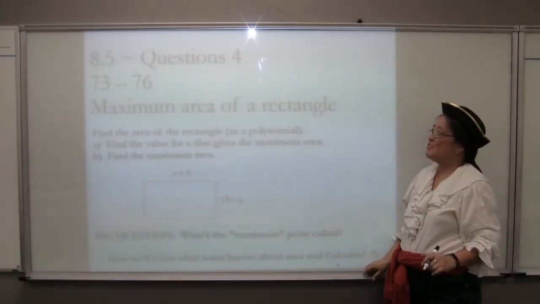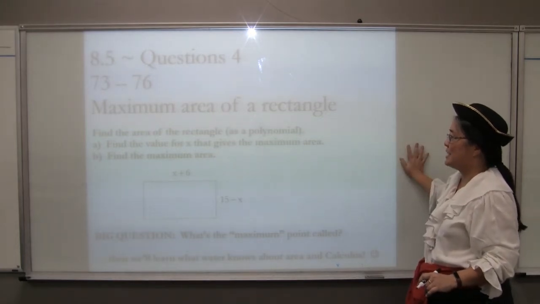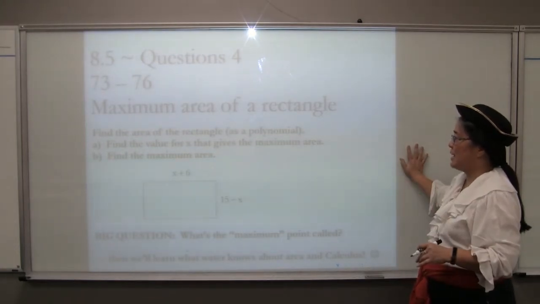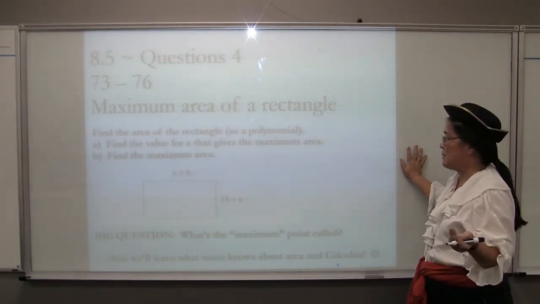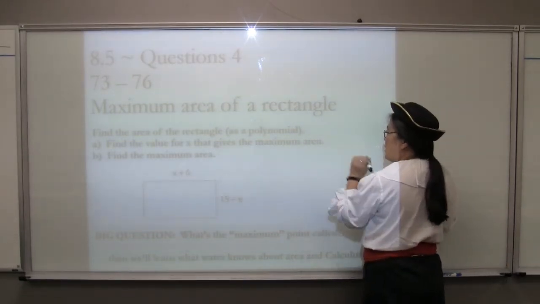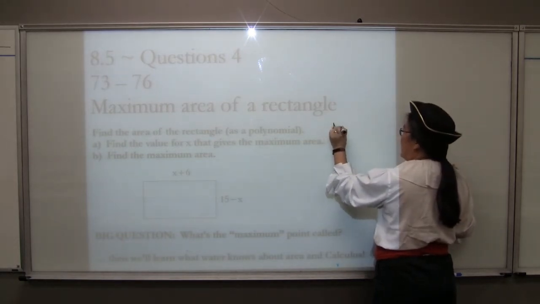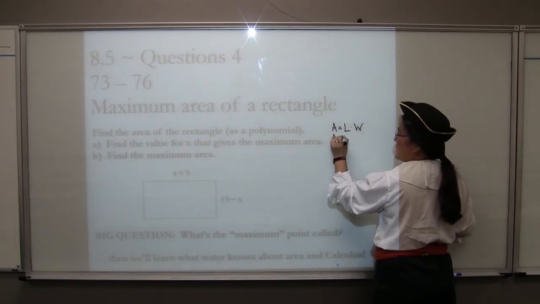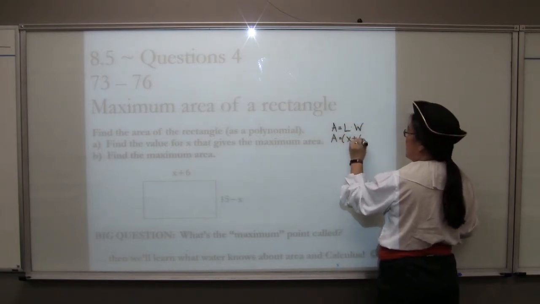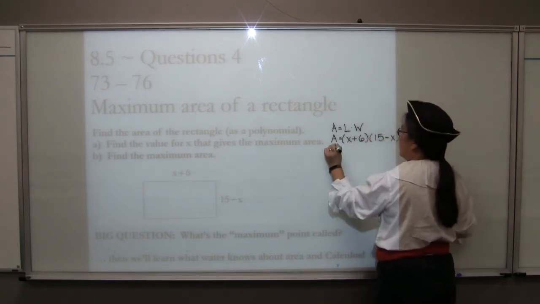Chapter 8, Section 5, Question 4. Here we go. Maximum area of a rectangle. Find the area of a rectangle as a polynomial. So we're going to break this up into little steps. So first, from Chapter 5, Section 2, we're going to find, hey, area equals length times width. Area equals the length, x plus 6, times the width, 15 minus x.